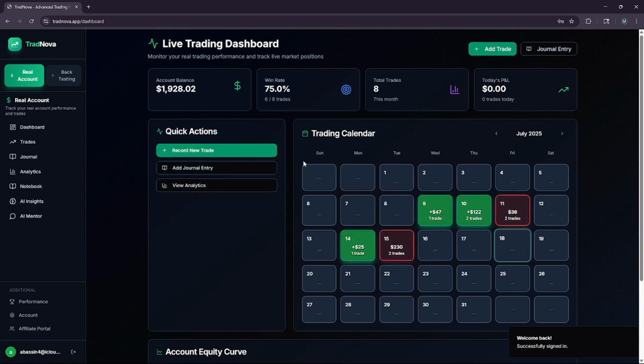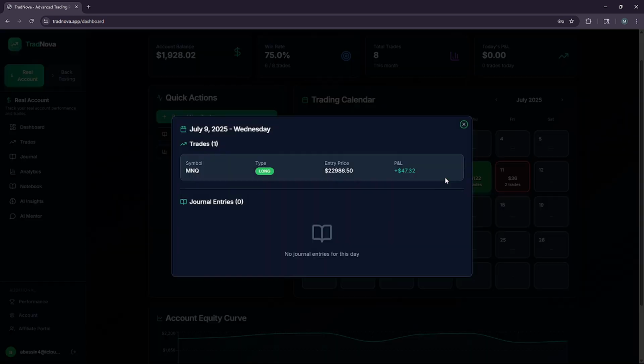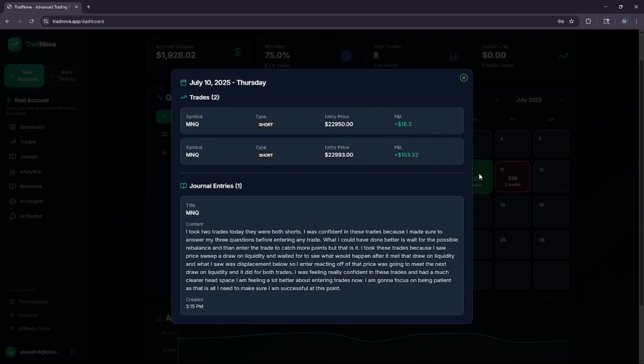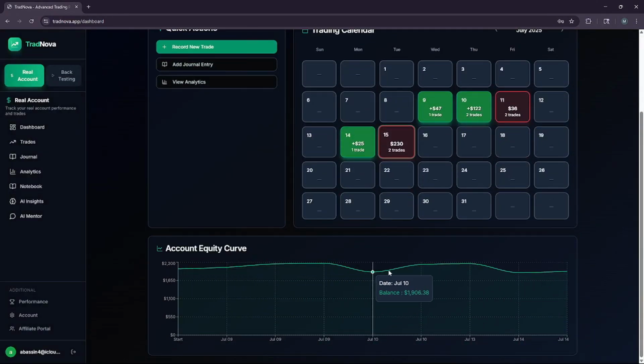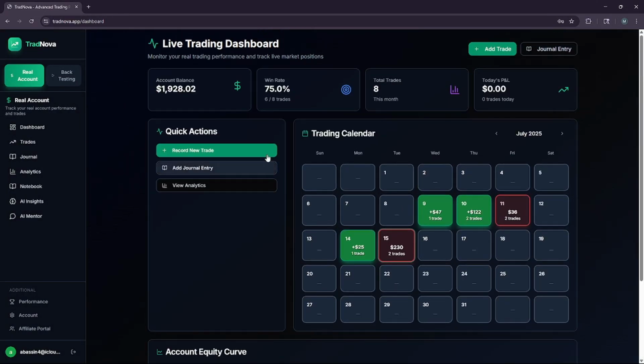Okay, so as you guys see here, I'm currently on a 50K prop funded account. These are all the trades I've entered. As you can see, no journal entries with that one. Had a journal entry and both my trades. As you can see here, same thing over here, same thing over here, and over here. My account equity curve, which is basically just my total account net worth.